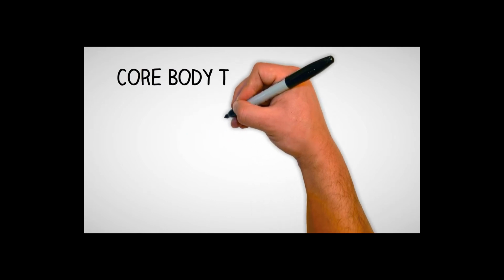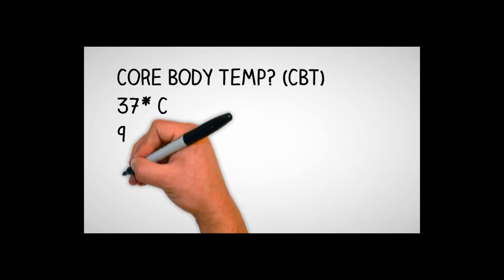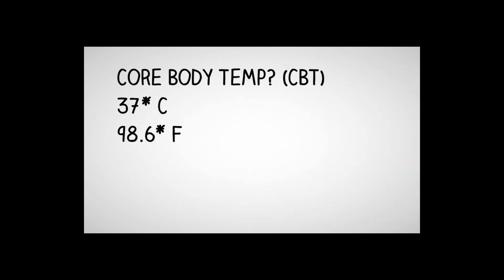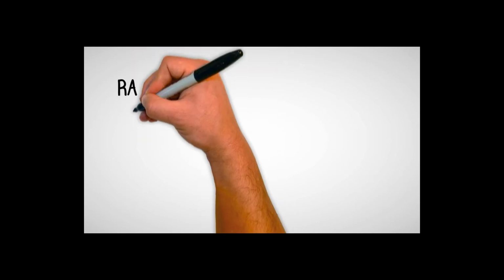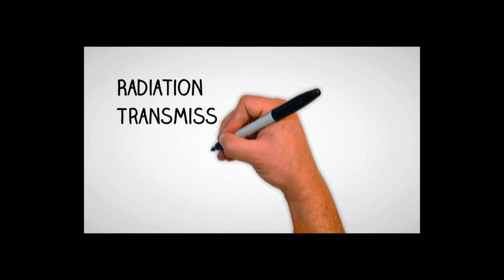So just as a point of reference, guys, the normal core body temperature for patients is either 37 degrees Celsius or 98.6 Fahrenheit. Just a baseline so you have an idea on that.